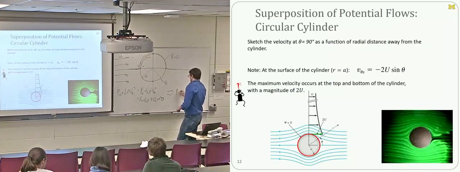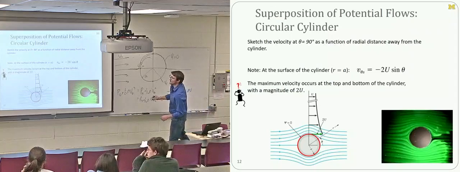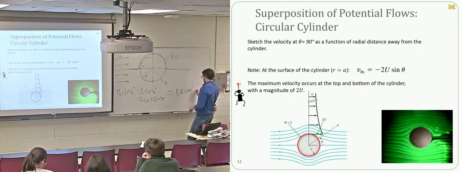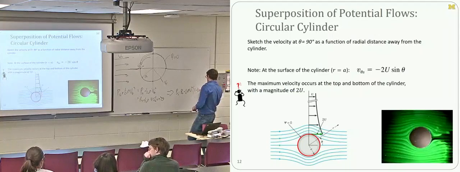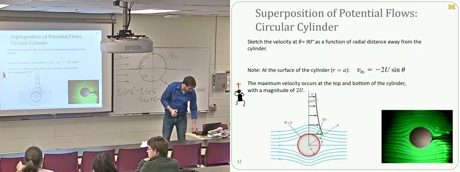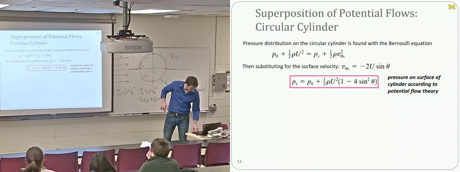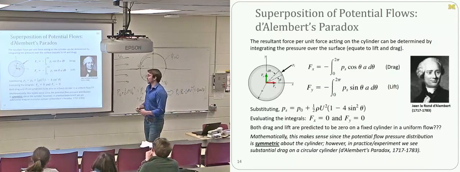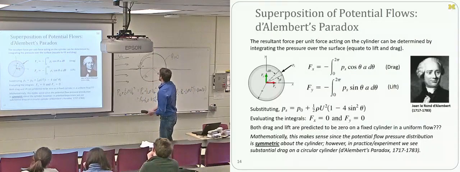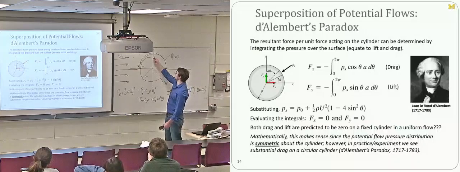And this in turn tells us that pressure on the surface is equal to pressure upstream plus 1/2 rho u, this should be squared, shouldn't it? Yeah. Rho u squared times 1 minus 4 sine squared theta. Which tells us that the pressure distribution about this thing is going to be symmetric. What that tells us is that the pressure is maximum here, and a maximum here, and a minimum here and here.